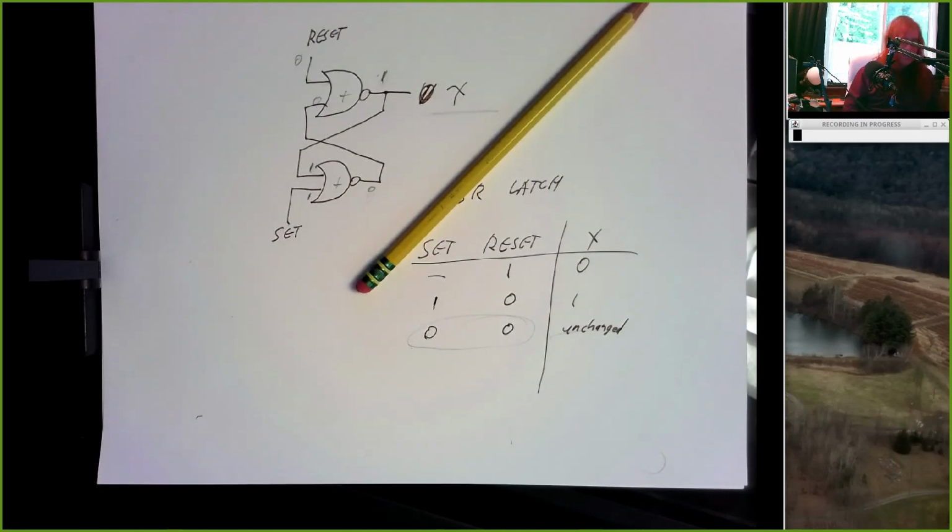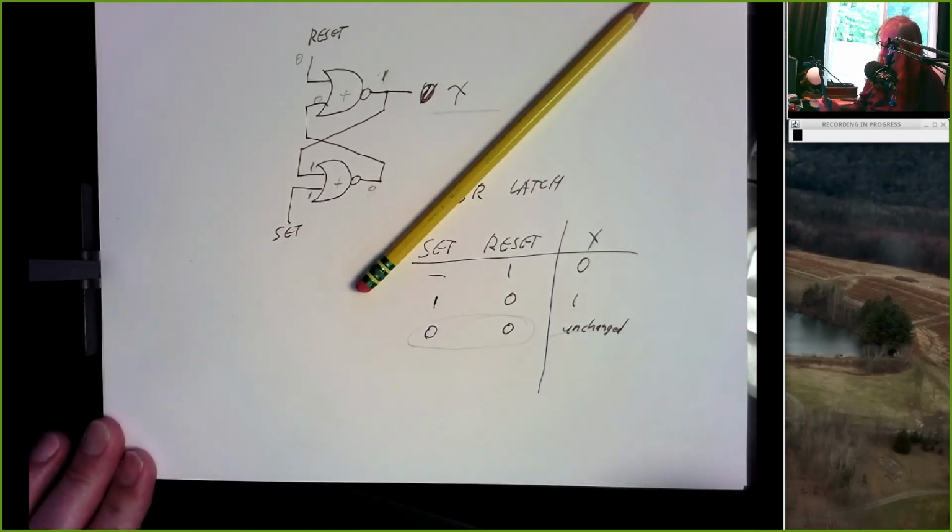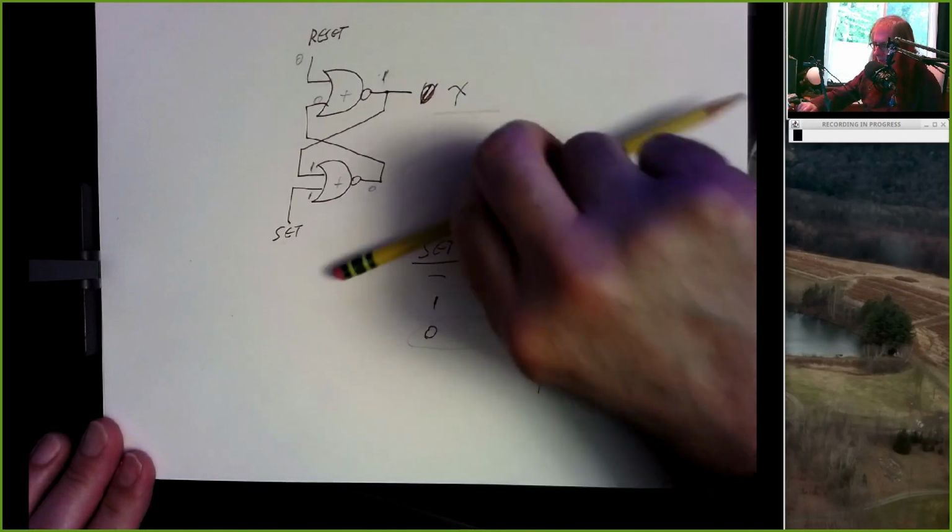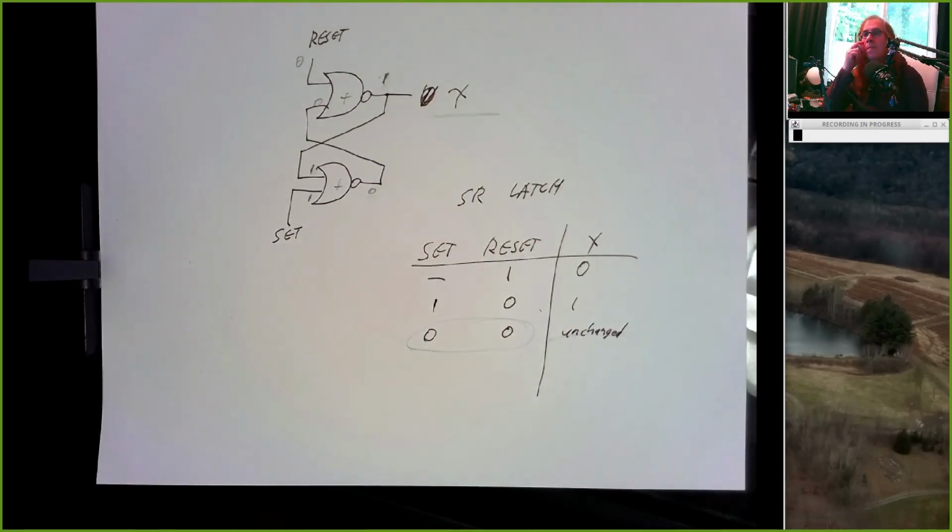Have a question about that. Yeah, go ahead. So the way I understand it, for every possible option, there's two solutions. So if it's 0, 0, it can either be 0 or 1, right? It could be a 0 or it could be a 1. So is that for every possible option? That's only if both inputs are 0.